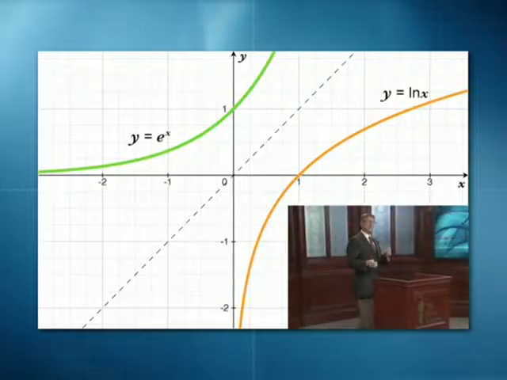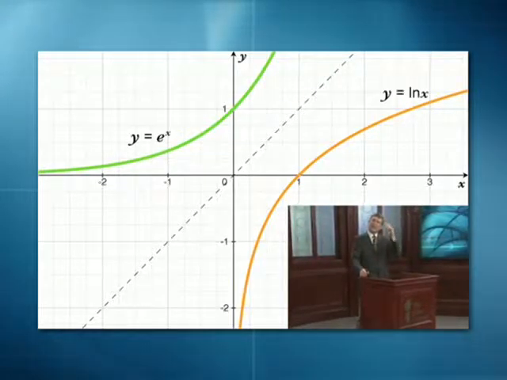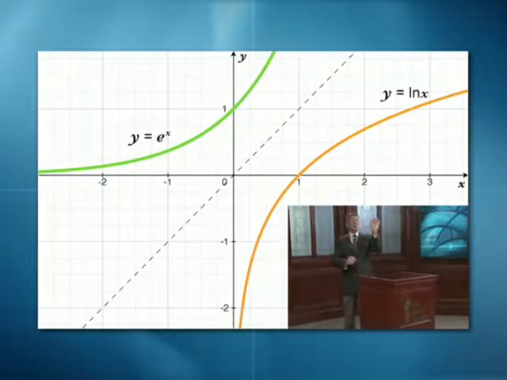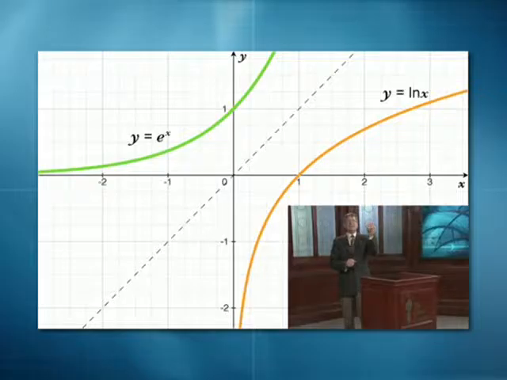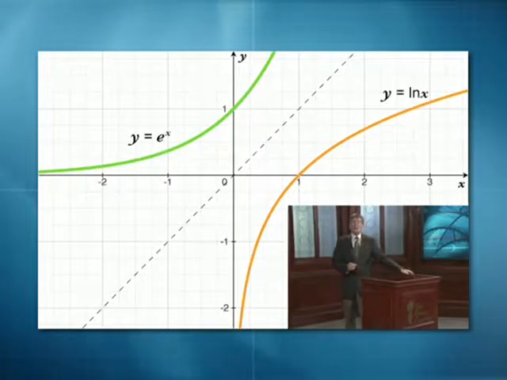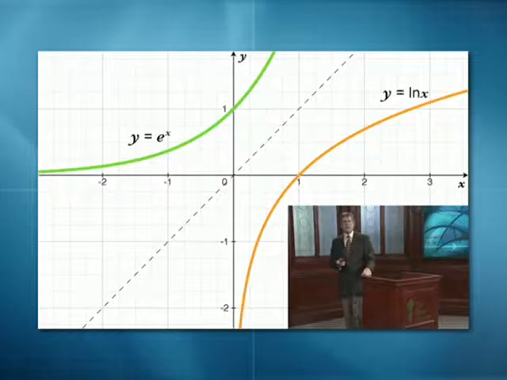How about intercepts? What's the intercept of y equals e to the x? Well, it intercepts at the point 0, 1. Well, if 0, 1 is on the graph of e to the x, that means 1, 0 is on the graph of y equal the natural log of x. You see that symmetry again across the line y equals x.